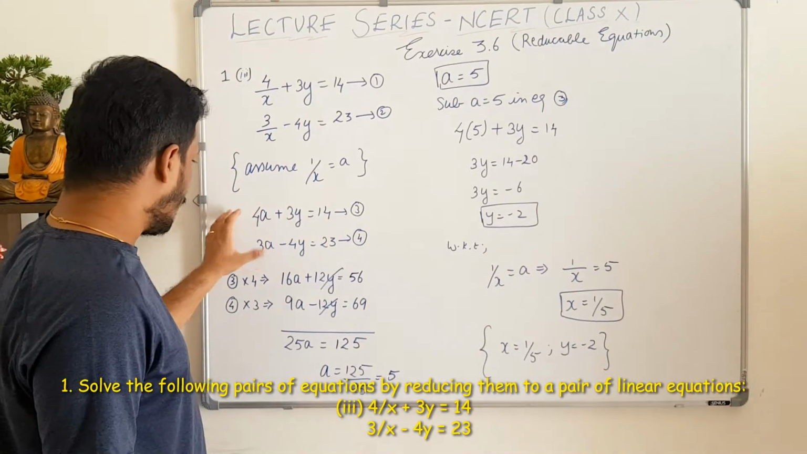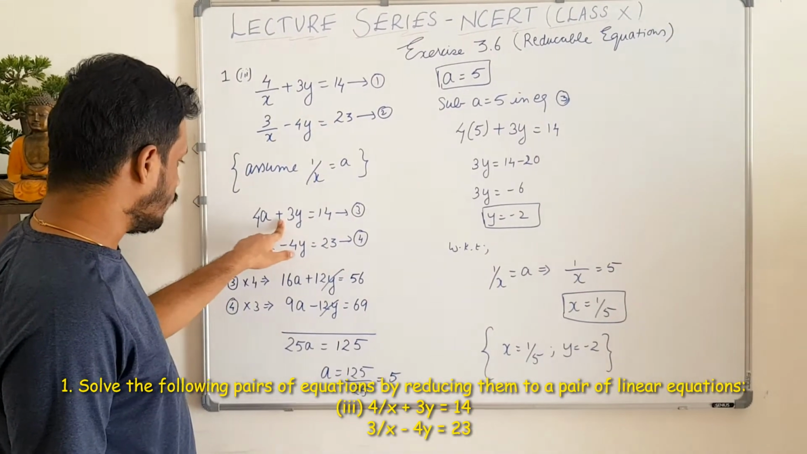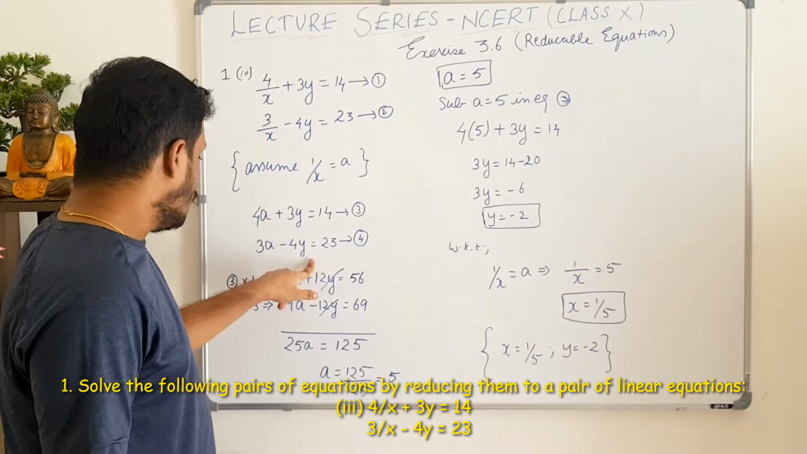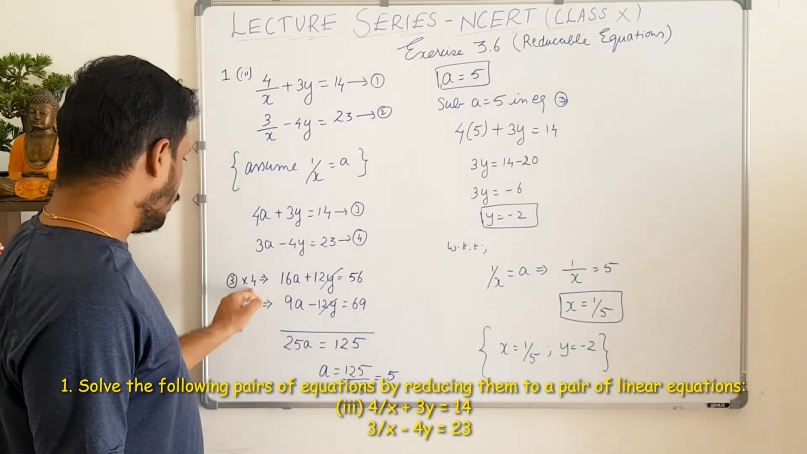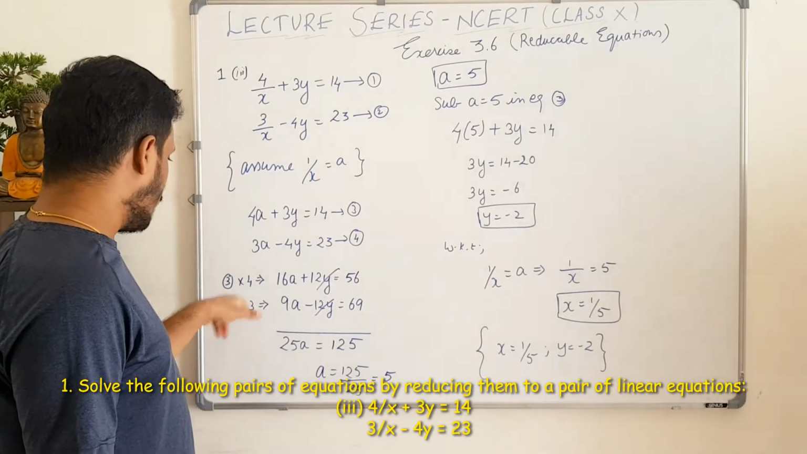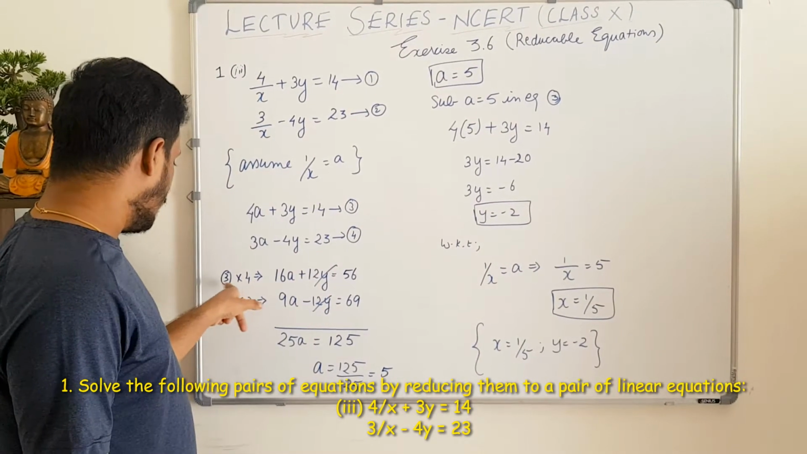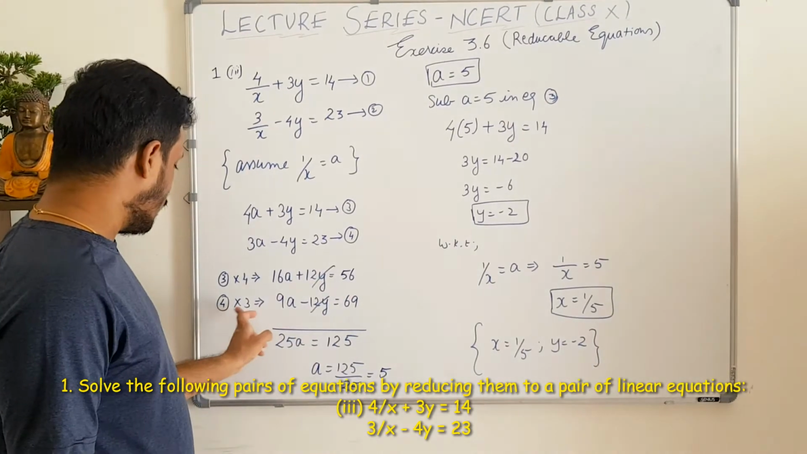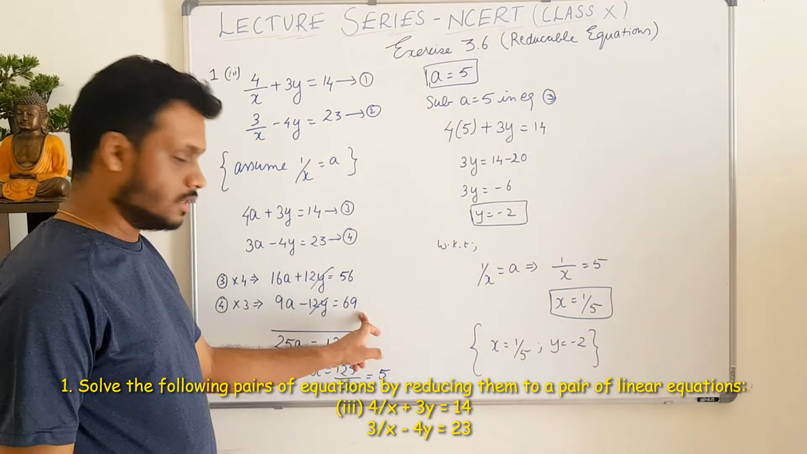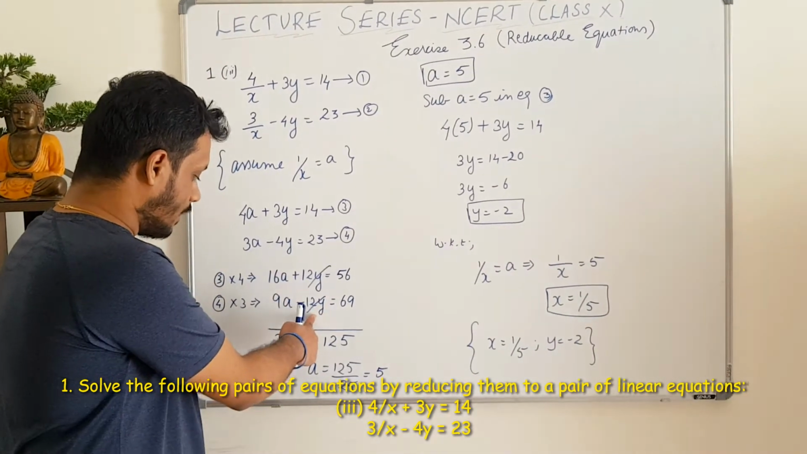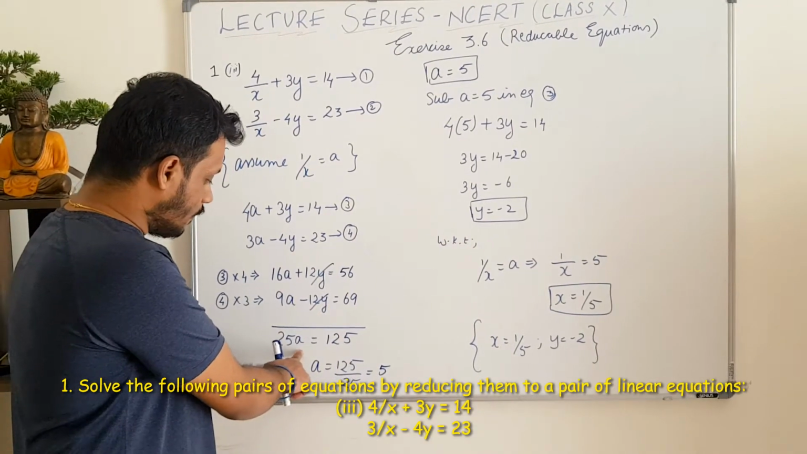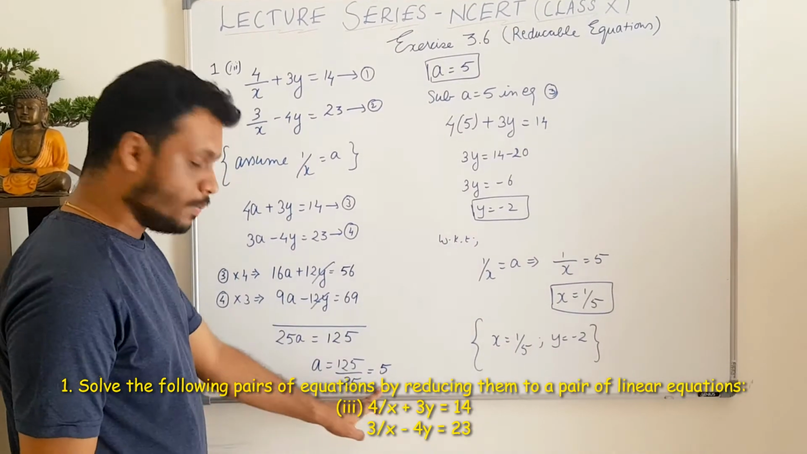Now when I look into the equation, I have 3 in the positive value and minus 4 in the negative value. So I multiply the third equation with 4 to make it positive 12 and multiply the fourth equation with 3 to make it negative 12 so that I can cancel. So I multiply it with 4, I get this equation. When I multiply the fourth equation with 3, I get this equation. I cancel plus 12 by minus 12. I am ending up with 25a is equal to 125. So a would be 5.